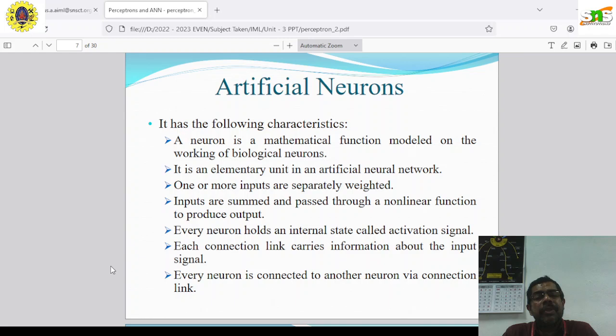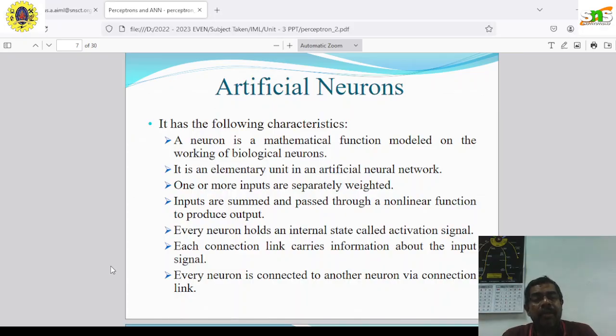Now we have to see the characteristics of artificial neurons. It has the following characteristics. A neuron is a mathematical function modeled on the working of biological neurons. It is an elementary unit in an artificial neural network. That means this is the basic step in artificial neural networks. One or more inputs are separately weighted, so sometimes the inputs vary according to the weights specified. The inputs are summed and passed through a non-linear function to produce the output.